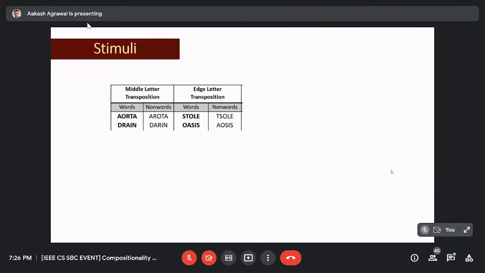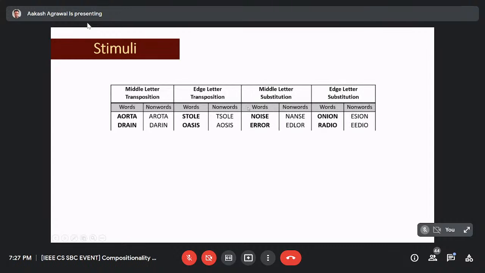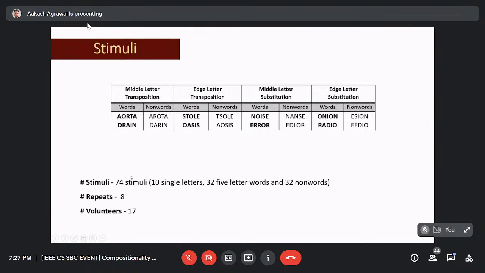Again, we were interested to understand why edge letters are special. We identified some words which vary in frequency, and we created non-words by either substituting or transposing the middle letters, like jumbling them, or the edge letters. As a control, we also do a substitution where we substitute the middle letters or the edge letters. We had 74 such stimuli: 10 single letters from which these 64 words and 52 5-letter words and non-words were made. We had 8 repetitions because the fMRI signal is very noisy.